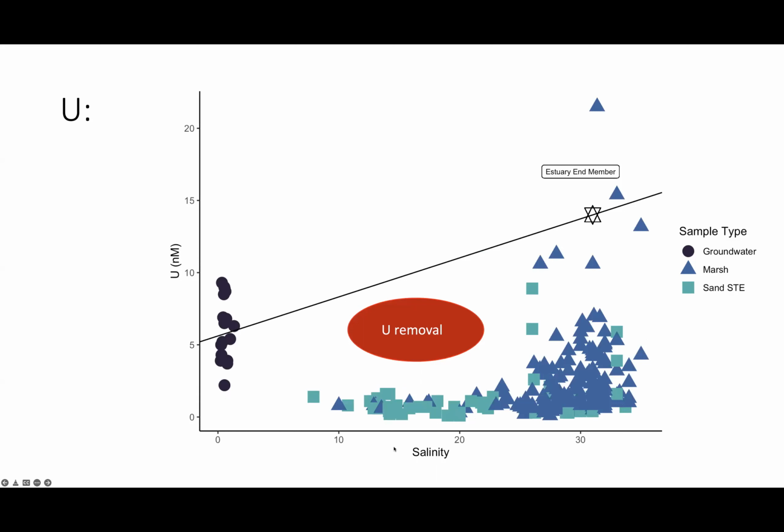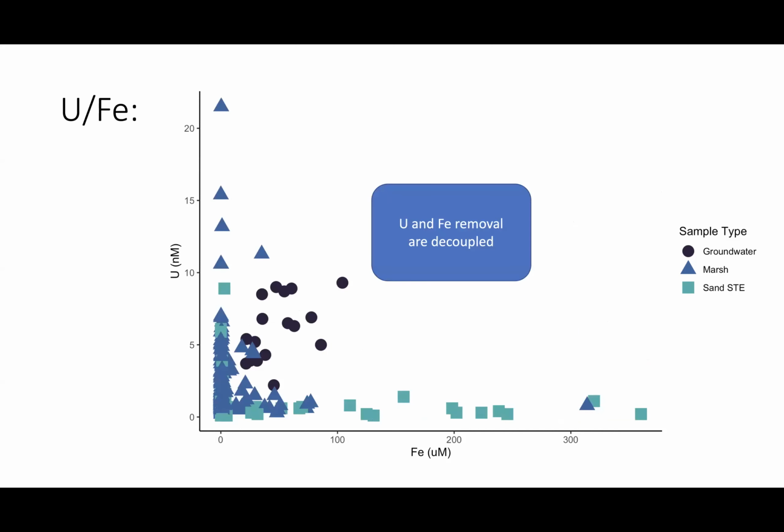Uranium. So as expected in a highly reducing environment, there's a large amount of uranium removal. Pretty much all the samples fall below with large removal in both the peat and the sand subterranean estuary. However, if you look at uranium versus iron, they're largely decoupled.